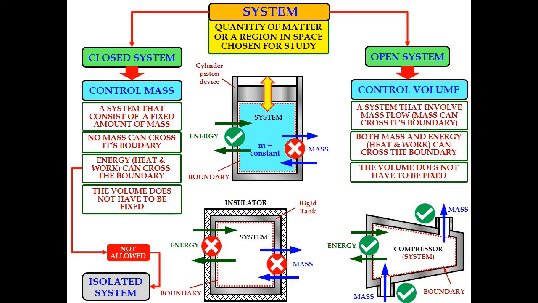Okay, same goes for the open system. The volume does not have to be fixed, so the volume can change and we still consider the system as an open system. The main criterion is that we allow mass in and also mass out. So these are the definitions or criteria for the closed system and also for the open system.